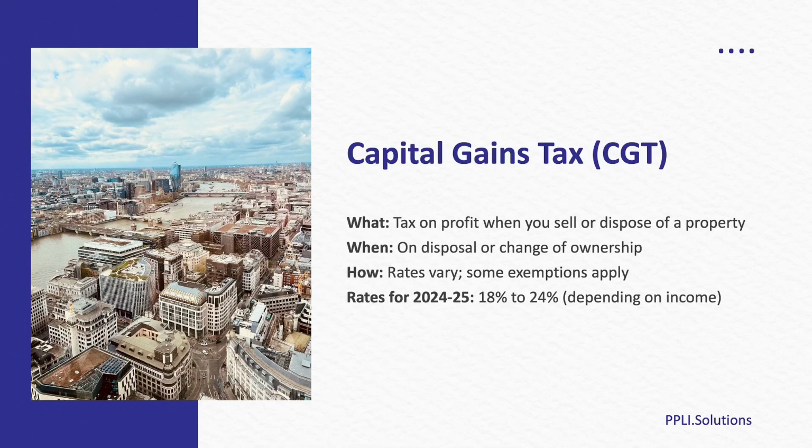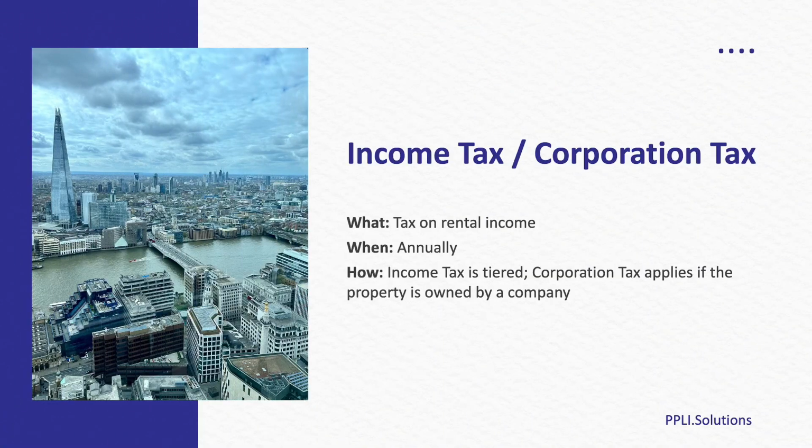Next, we have Capital Gains Tax, or CGT. This is a tax on the profit you make when you sell or dispose of a property. There's a small exemption for non-residents, and the tax rate varies from 18% to 24% depending on your other UK taxable income. If you're renting out your property, you'll need to consider income tax.